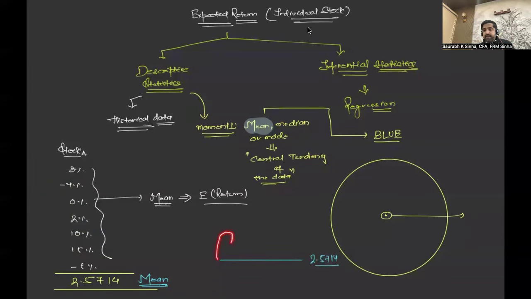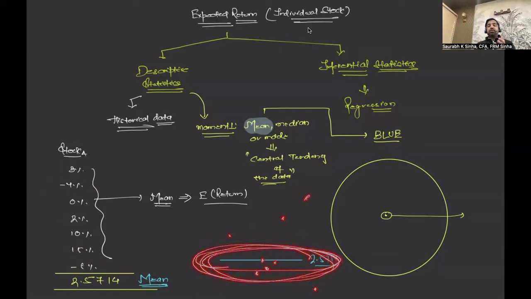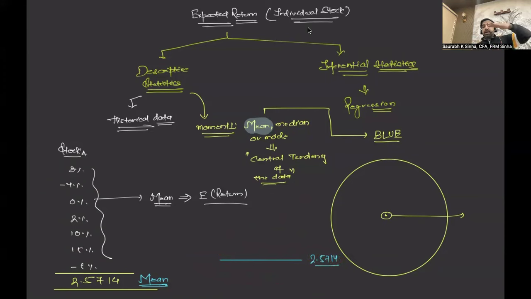The return may rise, may fall, may rise, may fall. Sometime it is 3, sometime it is -4, sometime it is 0, sometime it is 2, sometime it is 10, sometime it is 15, sometime it is -8, but it revolves around a mean that is 2.5714. That is the best estimate I can do for it because that's the mean of the data. That's where the center of the data lie. And therefore people use mean for expected return.